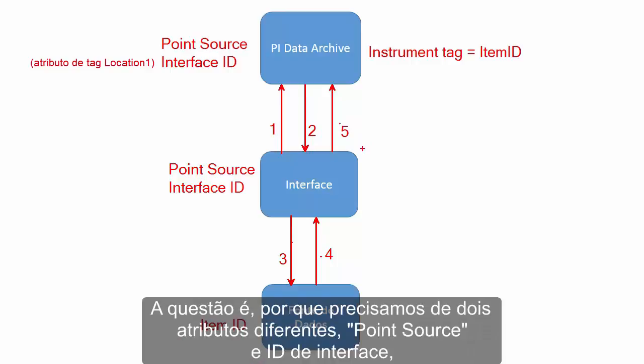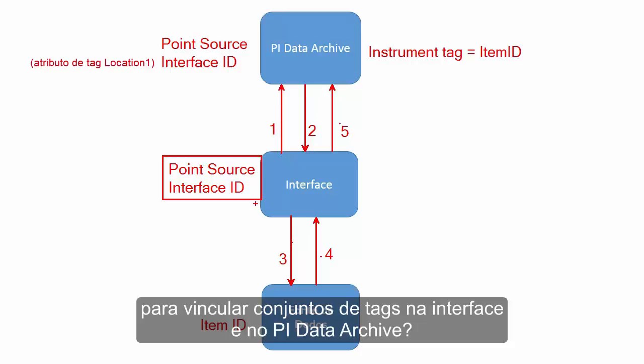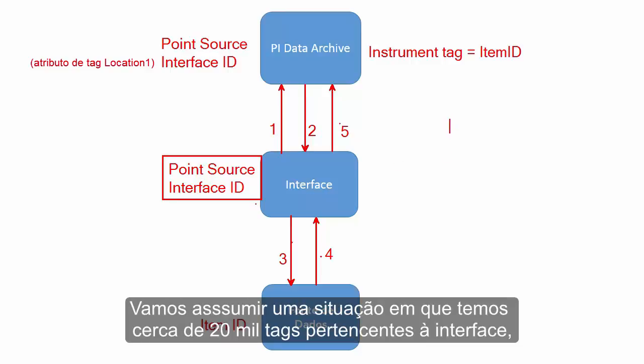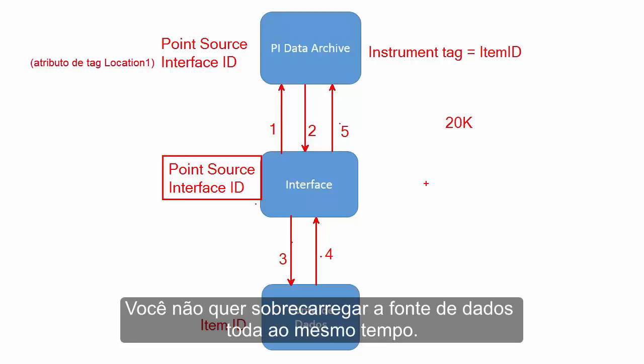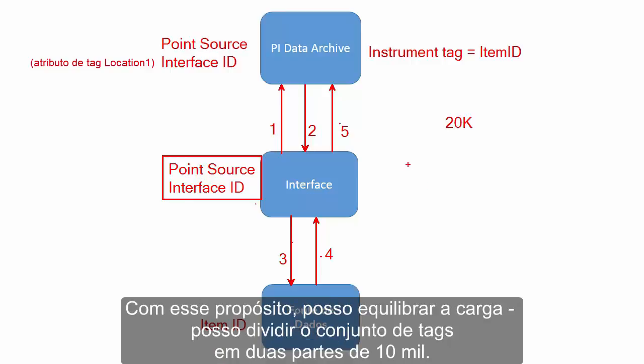So the question is, why do we require two different attributes, namely the point source and interface ID, to tie the set of points between the interface and the PyData archive? The reason is load balancing. Let's assume a situation where we have about 20,000 points belonging to this data source where we want to get the values from. You don't want to bombard the data source all at the same time, and at the same time you don't want to increase the network traffic. So for that purpose, I can load balance. I can divide the set of tags into 10,000 and 10,000.